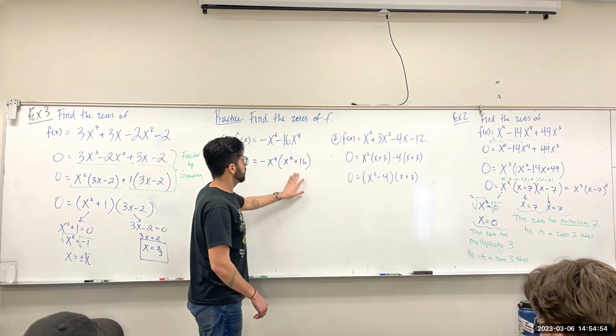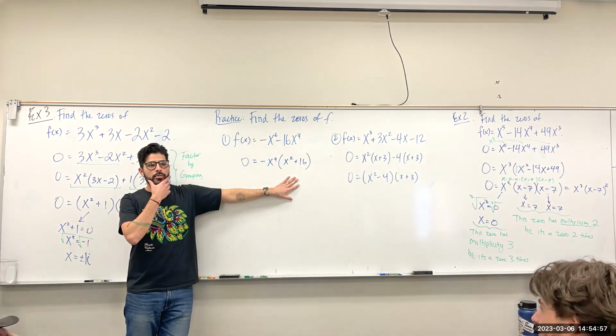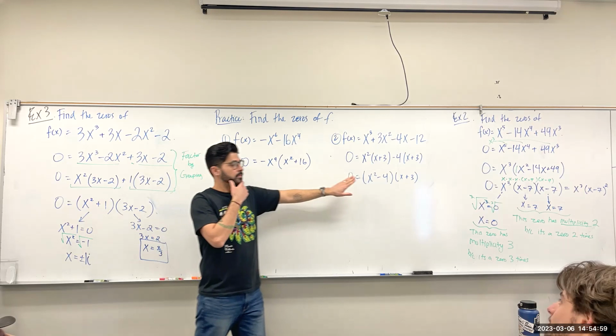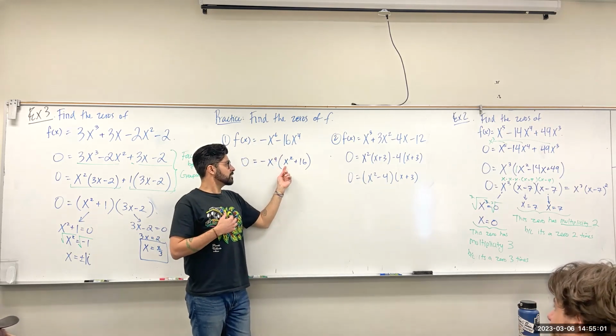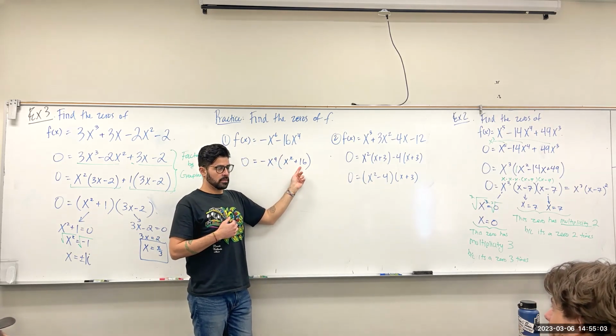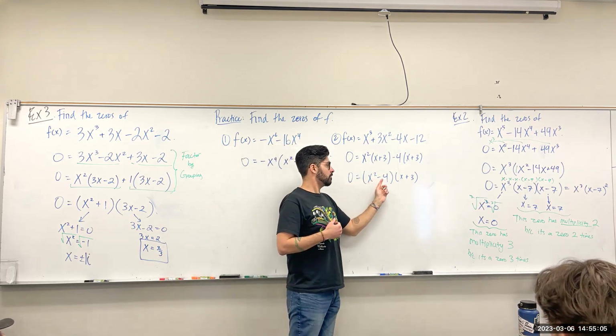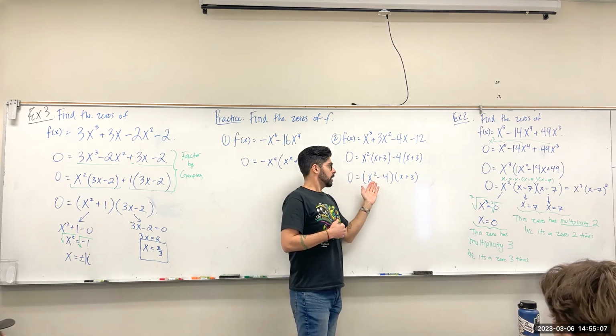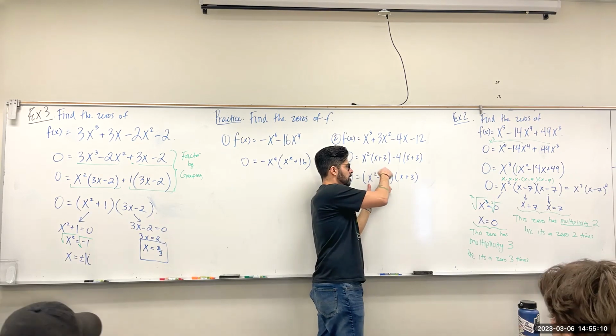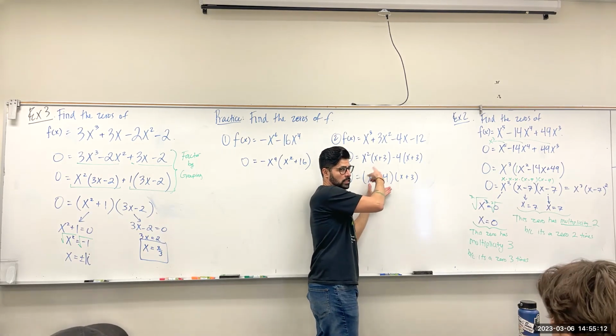Real quick, class, I actually purposely stopped here, okay? So here, this one says x squared plus 16. This one says x squared minus 4, okay? This one, this term here, is a special form. It's called the difference of squares term.